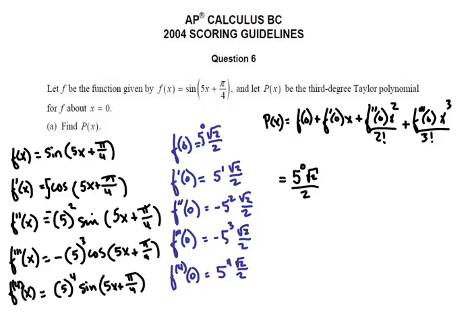Well, the first term is 5 to the 0, which is 1, times root 2 over 2. Second term is 5 times root 2 over 2 times x. The third term would be 5 squared root 2 over 2 times x squared, and that's negative. And the fourth term, also negative, would be 5 cubed root 2 over 2 times x cubed. And so that would be the third degree Taylor polynomial for f about x equals 0.